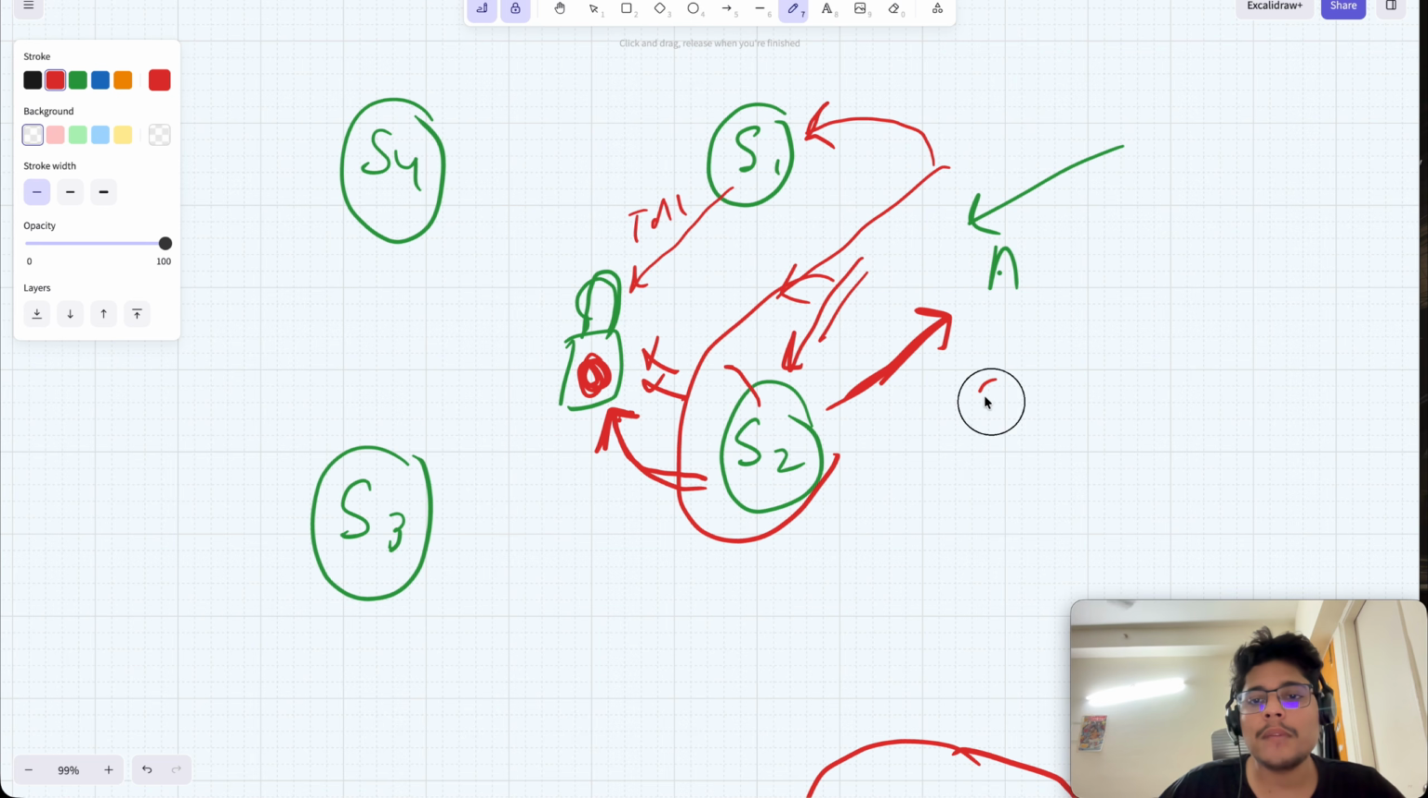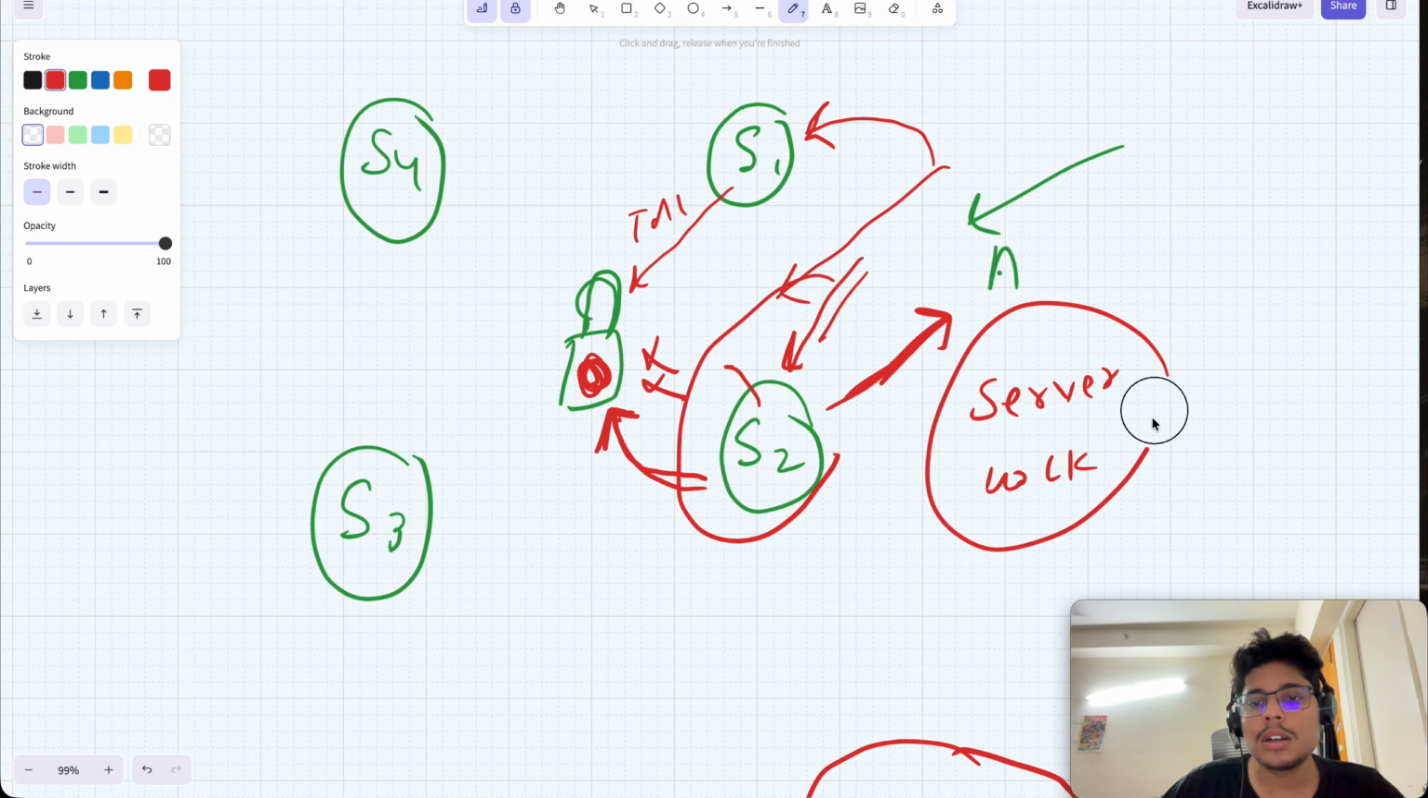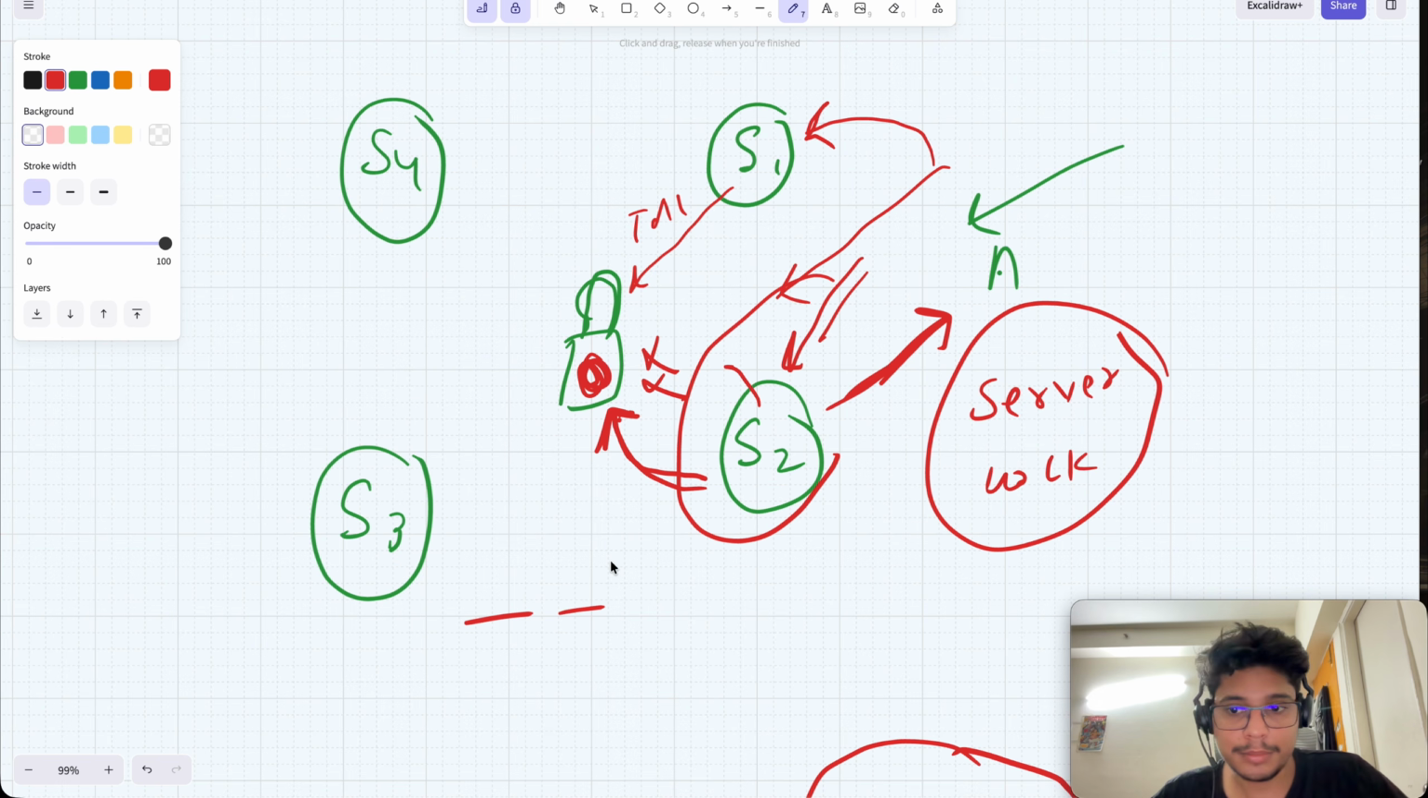So here we have the concept of server lock, meaning a server can do only one task at a time. And suppose we have multiple servers, they are not able to do the same task on multiple servers at the same time. Got my point?